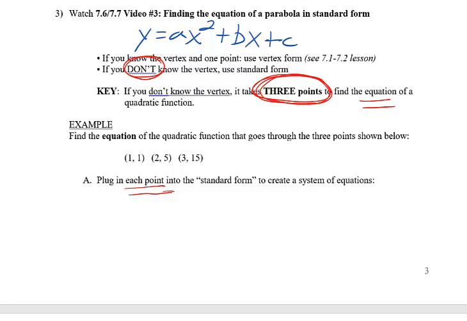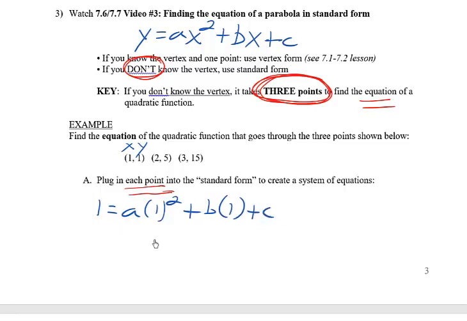For example, when I take the first point, remember these are x, y points. A, B, and C, I don't know. If I knew a, b, and c, I'd fill them in and we'd be done. So you're filling in for x and y. The first one would be 1 equals a times 1 squared plus b times 1 plus c.